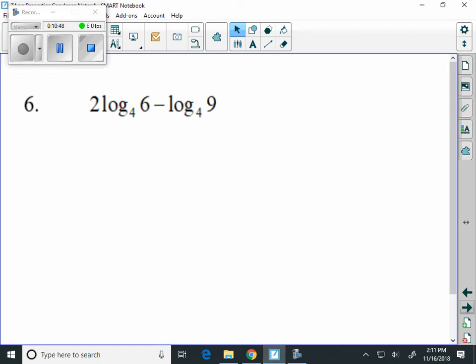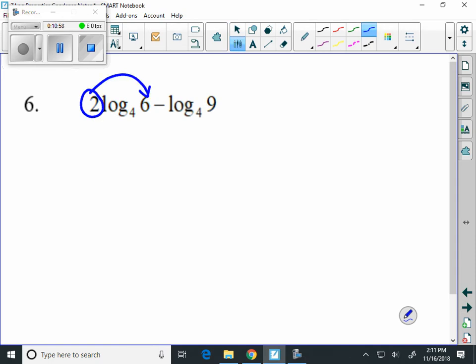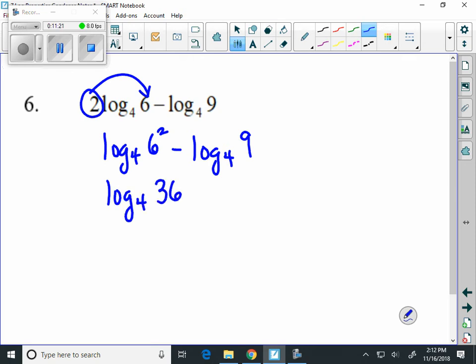Number 6. Do we have any numbers in front of the logarithm? Yep. There we do. I'll take this 2, put it up here. Log base 4 of 6 squared minus log base 4 of 9. Maybe you didn't write down 6 squared. Maybe you wrote down what 6 squared equals, and I'm fine with that. Log base 4 of 36 minus log base 4 of 9.